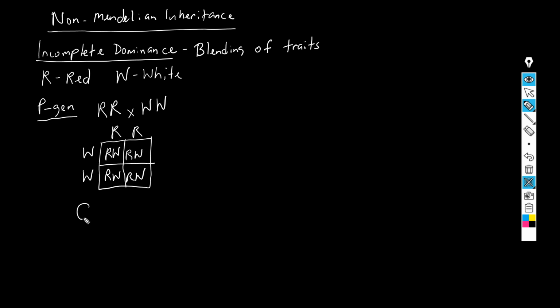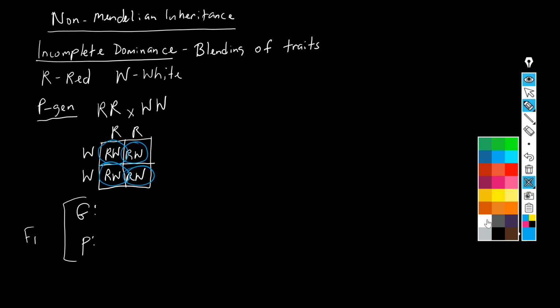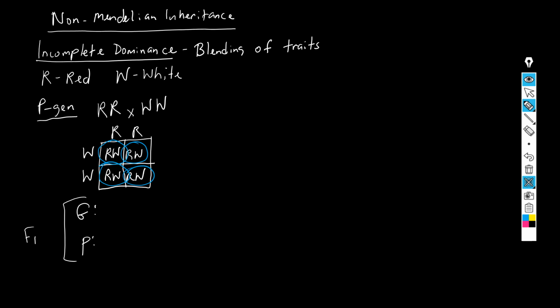So from this, I get my genotypic ratio and I get my phenotypic ratio. And since this is the generation after the P-gen, this gives me my filial 1 or my F1 generation. Now, if I look at my Punnett square, I can observe that I have an RW in every box. So all of my genotypes in my Punnett square are the same.